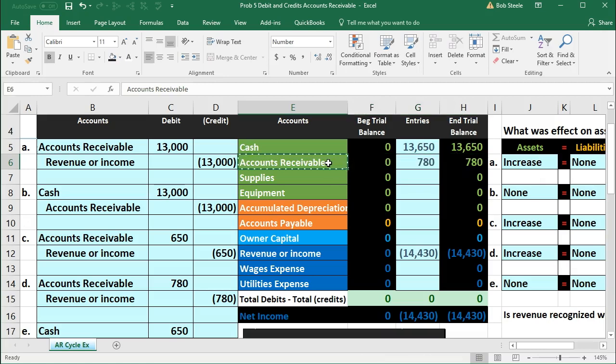We're going to back this account up later with a subsidiary ledger, a list of clients who owe us money. And so that's going to be very important depending on the type of industry that we are in.